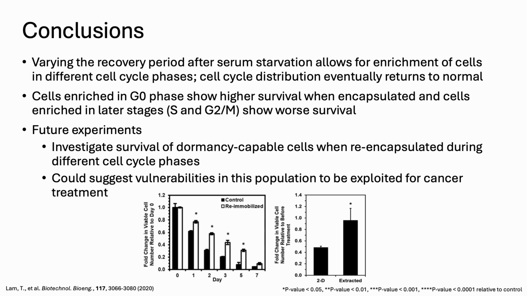Future experiments will be done to investigate the survival of dormancy-capable cells when re-encapsulated during different cell cycle phases. As seen in the graphs below, it has been shown that dormancy-capable cells extracted from the gels display improved survival when re-encapsulated. We are interested in knowing if it is possible to push these extracted cells into sensitive cell cycle phases where they cannot transition to dormancy as easily. If yes, then this suggests potential vulnerabilities in this population that could be exploited for future cancer treatments.